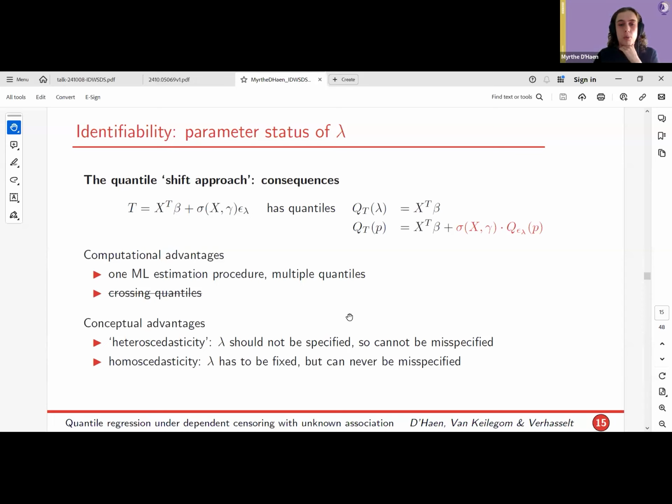And it also has some computational advantages. So the maximum likelihood estimation, that is actually a pretty heavy procedure here, has to be performed only once, and then all the other quantiles can just be obtained using the shift approach with some basic computations. And it also rules out the possibility of crossing quantiles.